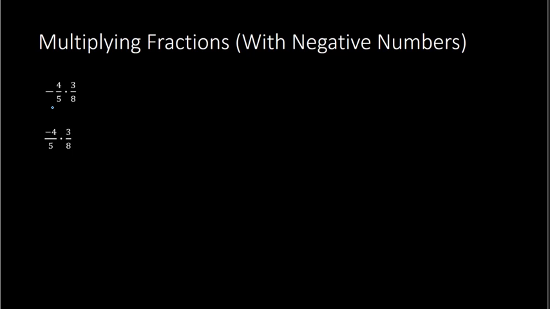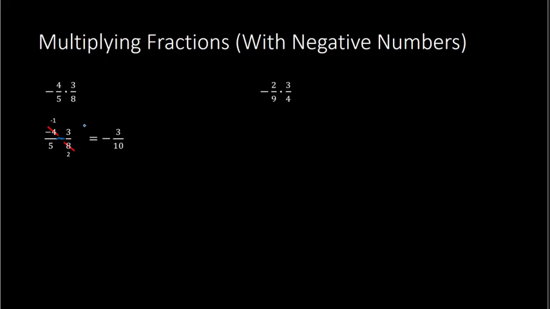So doing that method 2 of solving, we can reduce first and then multiply. So I can imagine this line being extended, so anything on the top can divide with anything on the bottom. So the 4 and the 8 can divide out. Those can both be divided by 4. 4 divided by 4 is 1, 8 divided by 4 is 2. So now I have a negative 1 times 3 on the top and 5 times 2 on the bottom. So that's going to give me a negative 3 over 10. And that's my solution.